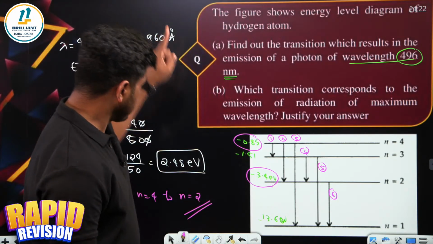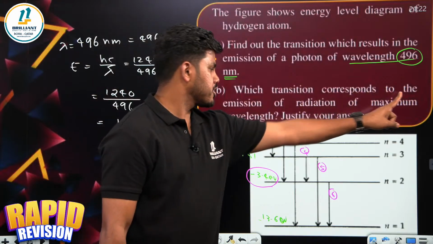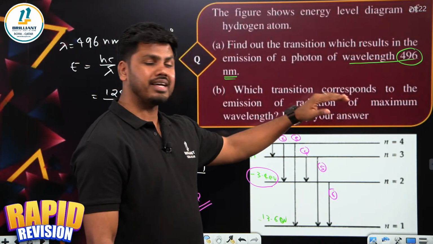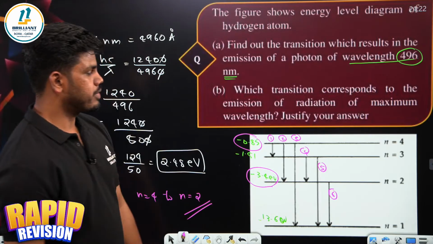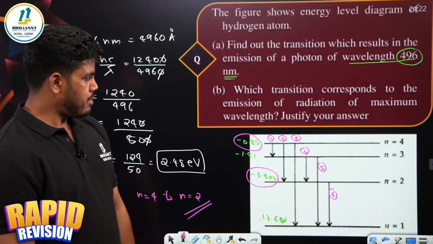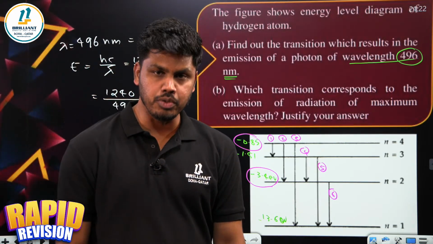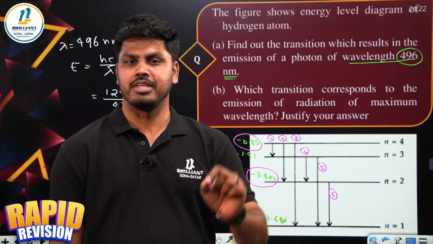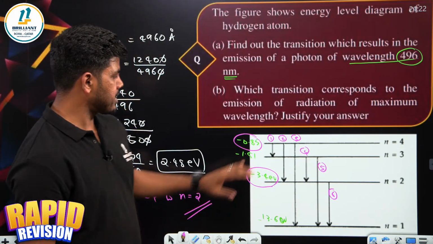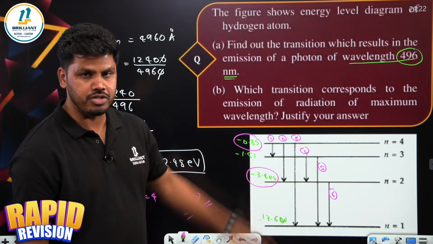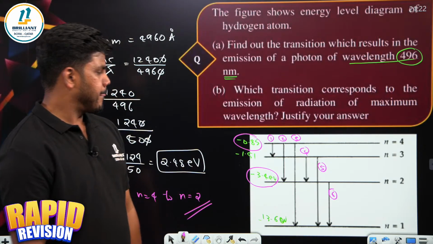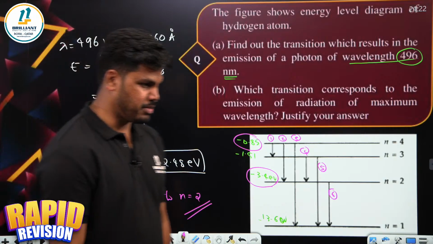Easy. The second question was: which transition corresponds to the emission of radiation of maximum wavelength? Justify your answer. Maximum wavelength gives you minimum frequency, minimum energy. In which of the transitions is minimum energy released? Which of the transitions has minimum energy?